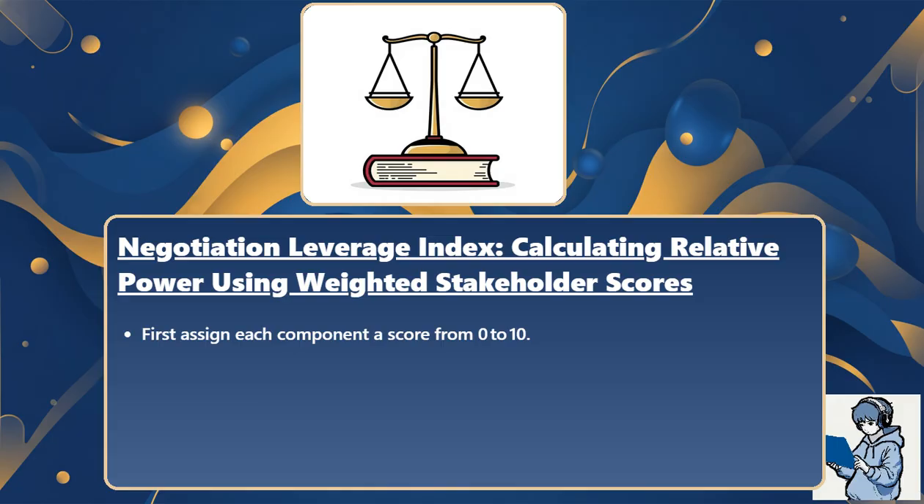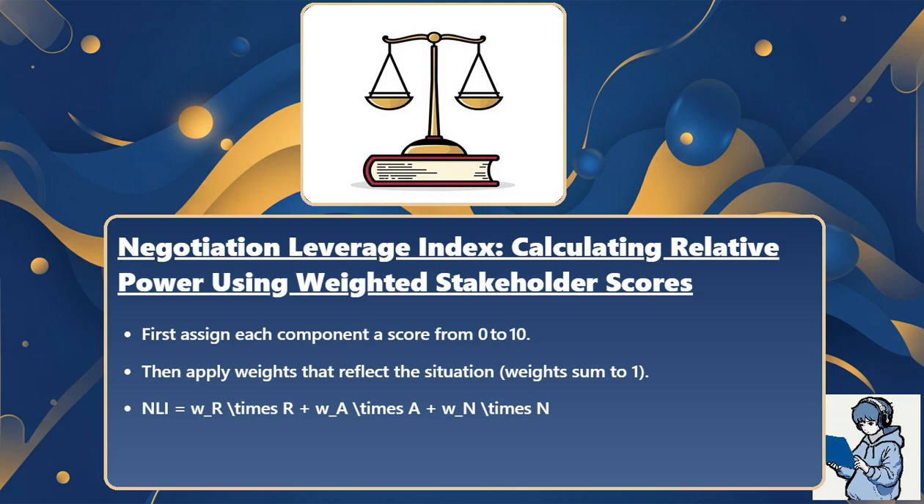First, assign each component a score from 0 to 10. Then apply weights that reflect the situation; weights sum to 1. NLI equals W sub R times R plus W sub A times A plus W sub N times N. Higher NLI indicates stronger leverage.